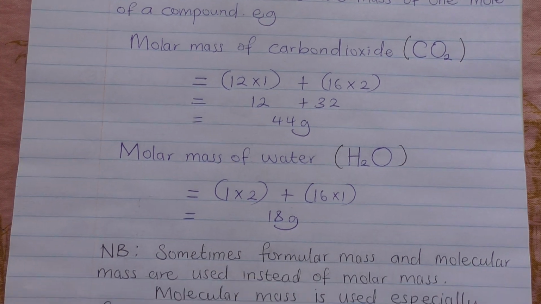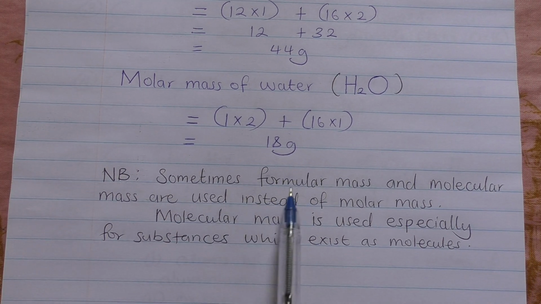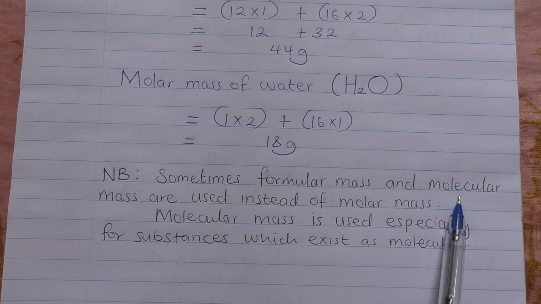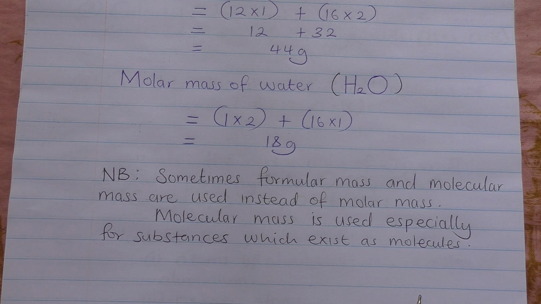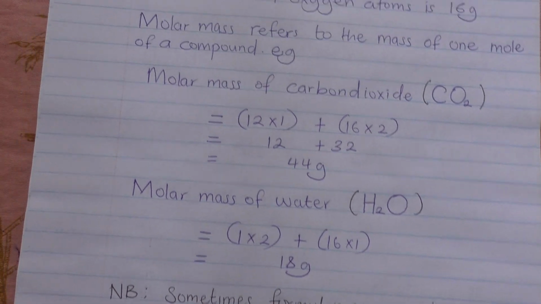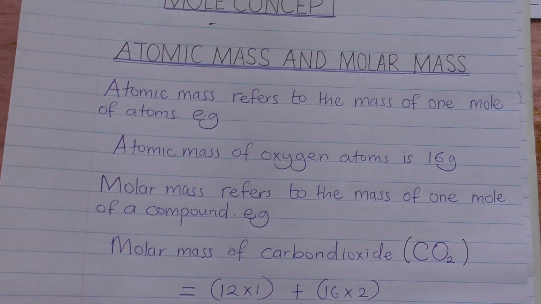We have an NB which says that sometimes the formula mass and the molecular mass are used instead of the molar mass. Yes, sometimes we use molecular mass or formula mass instead of molar mass. Molecular mass is used especially for substances which exist as molecules. That's where we use molecular mass. And let us look at examples.